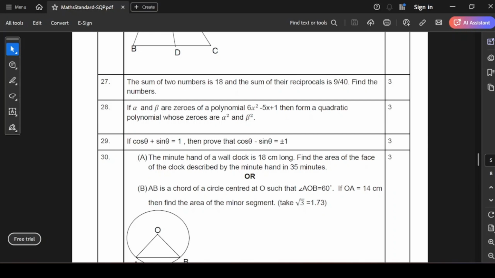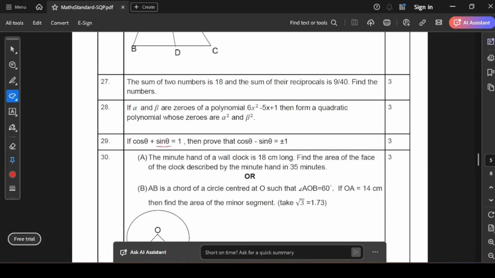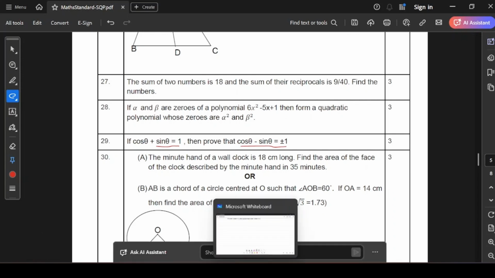In the previous videos I solved section C question number 27 and 28. In this video we are going to start with question number 29. Let's see, if cos theta plus sin theta is equal to 1, then we need to prove that cos theta minus sin theta is equal to plus or minus 1.